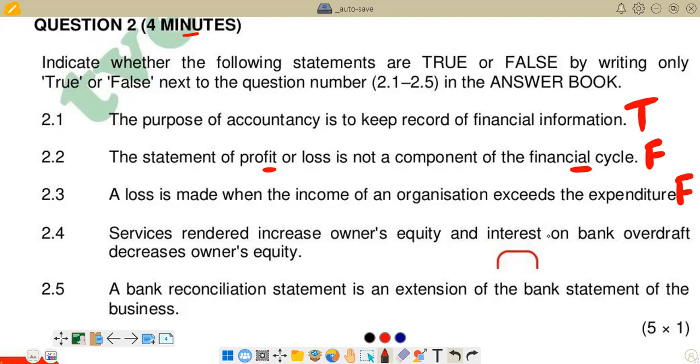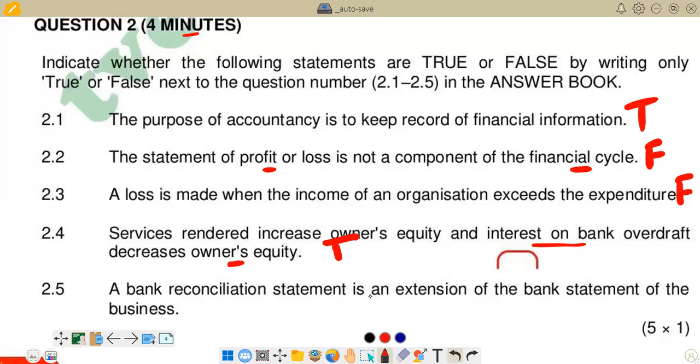Then we go to the second part saying interest on bank overdraft decreases owner's equity. It is true because interest on bank overdraft is an expense that reduces the figure for net profit. So when it reduces, it also reduces the owner's equity. So this is what we have there. So I was saying that this statement is true. Then the last part is saying a bank reconciliation statement is an extension of the bank statement of the business.